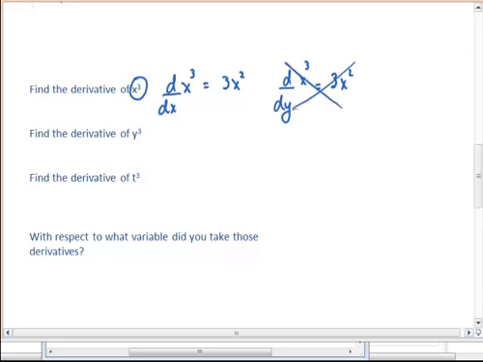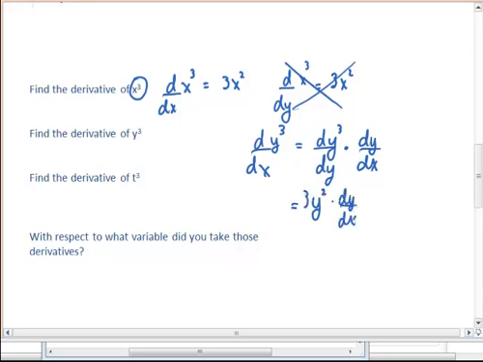That's not correct. The derivative with respect to y of y cubed has two parts. Pardon me, I'm saying y cubed with respect to x. You would first take the derivative of y cubed with respect to y, and then multiply that by dy/dx. And the chain rule would show that you would end up having 3y squared times dy/dx.